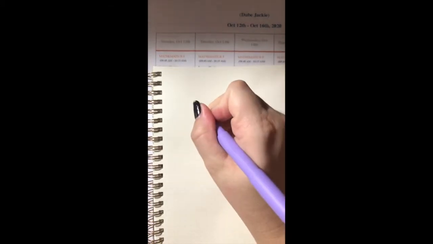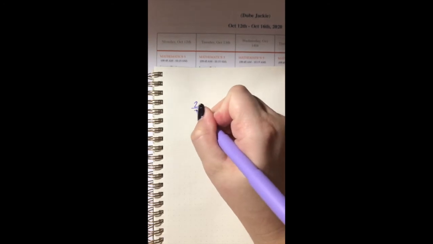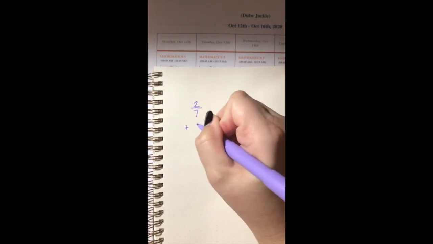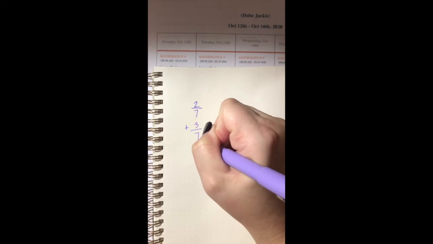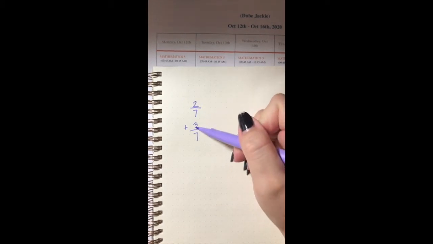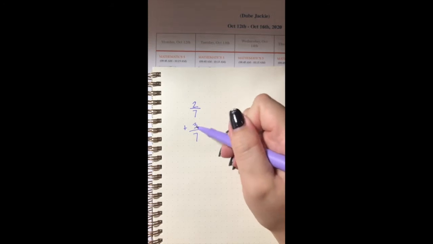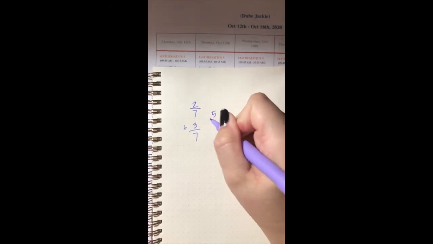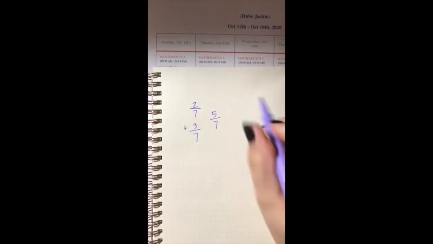So let's do just a few examples. Let's add 2 over 7 plus 3 over 7. Remember, when we have like denominators, we don't actually need to worry as much about the denominator, which, as you know, is the number on the bottom. So what we're going to do is add the number on the top. So we have 2 plus 3, 5, and the denominator stays the same, as we learned.